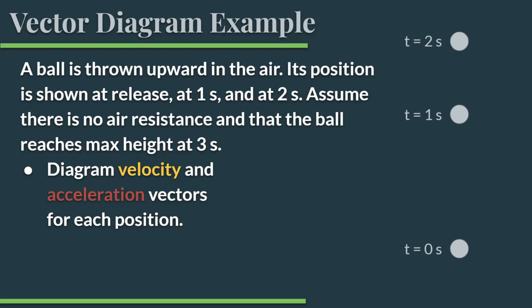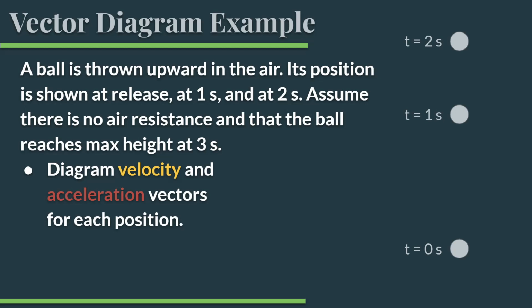Okay, so we're going to do an example of a vector diagram. And so in this, and you might want to draw this on your page, I have a ball shown at 3 different positions, time of 0, time of 1 second, and time of 2 seconds. And the example says, a ball is thrown upward in the air. Its position is shown at release, at 1 second, and at 2 seconds. Assume there is no air resistance and that the ball reaches max height at 3 seconds. Diagram velocity and acceleration vectors for each position.